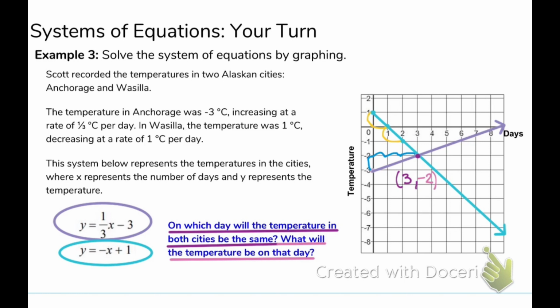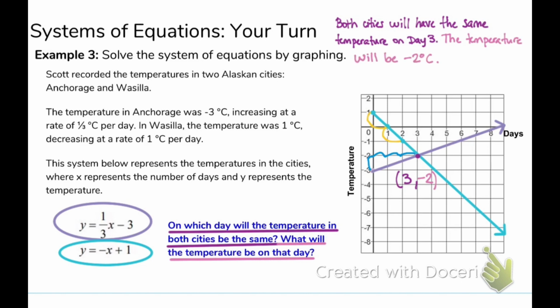So now let's think about what that means. The question says, on which day will the temperature in both cities be the same? Well, the day is given to us by the x-axis, so that's the x value. So that means both cities will have the same temperature on the 3rd day, or on day 3, okay? And then what will the temperature be on that day? Well, the temperature is given to us by the y-axis, so the y value is -2 for that point, so the temperature will be -2 degrees Celsius.